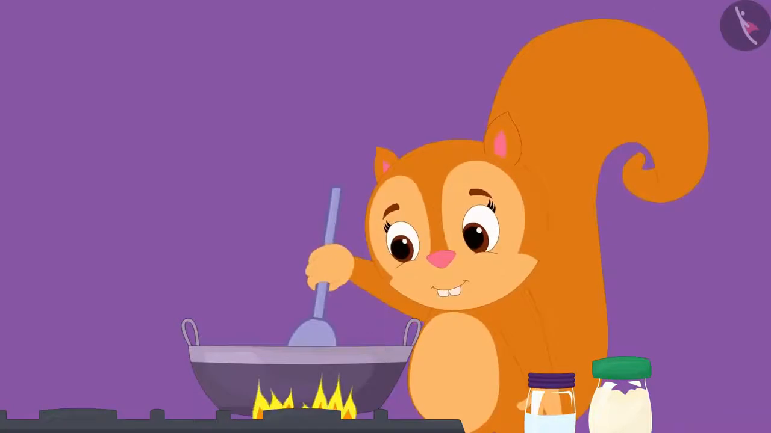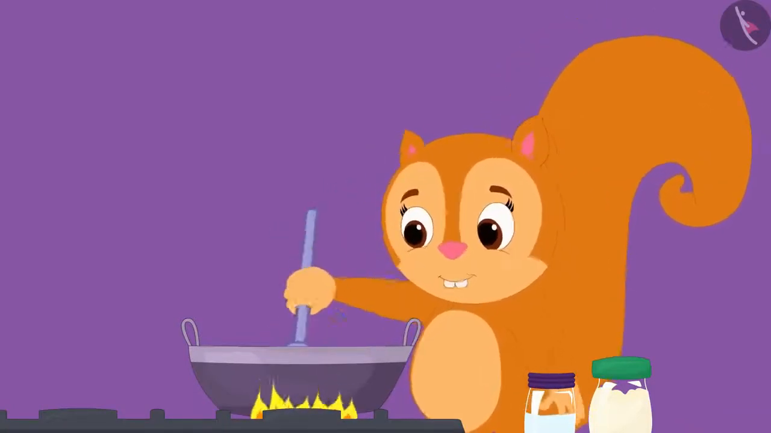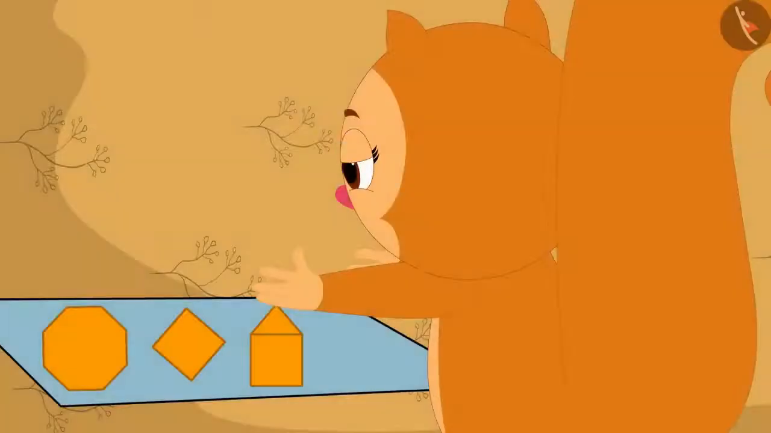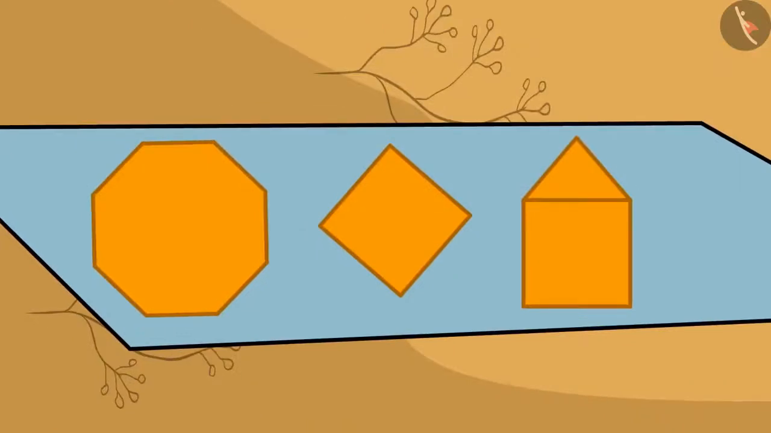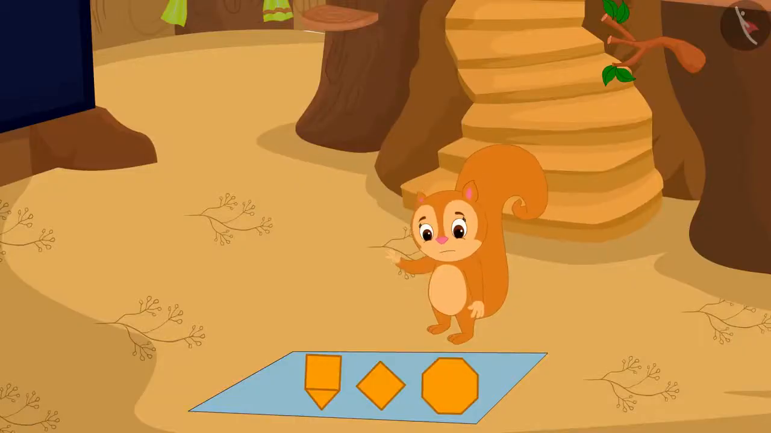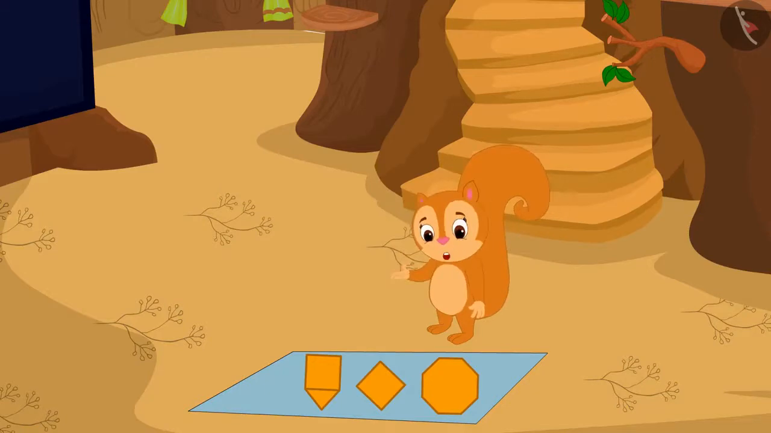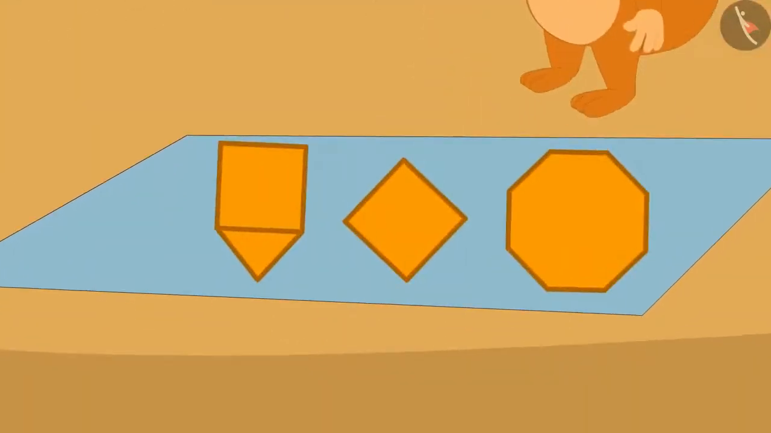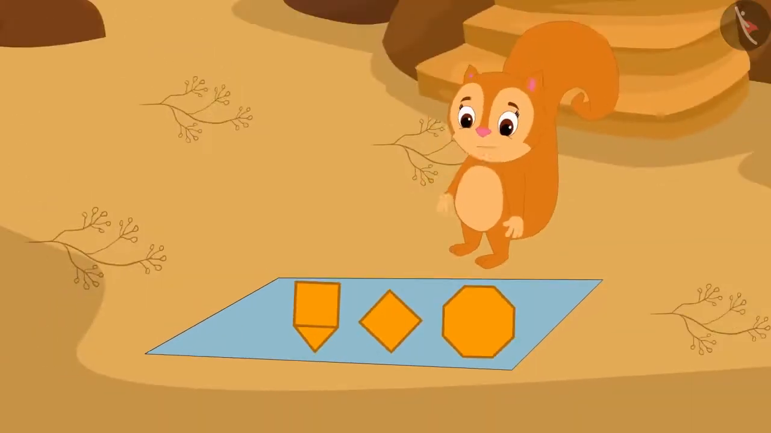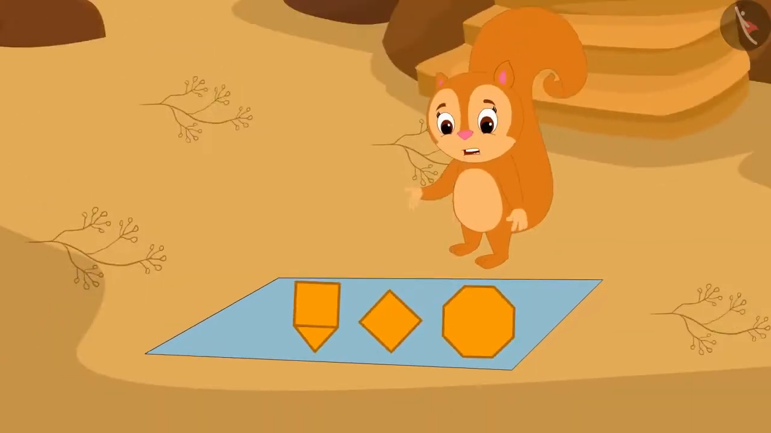Thinking this, Chanda made various kinds of poppers. I have poppers of these 3 shapes. I have to charge the highest price for the biggest popper and the lowest price for the smallest popper. But all 3 are of different shapes. Then how do I find out which shape poppers are the biggest?